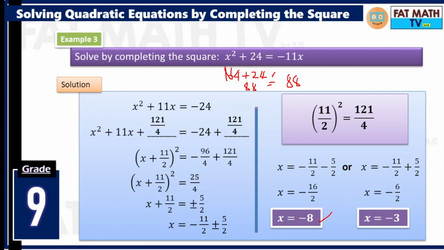How about if x is negative 3? Negative 3 squared is 9 plus 24. 9 plus 24 is 33. And then negative 11 times negative 3 is also 33. So correct.